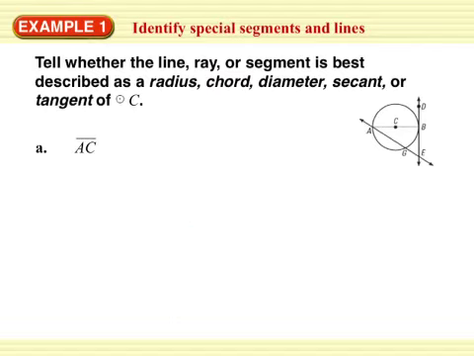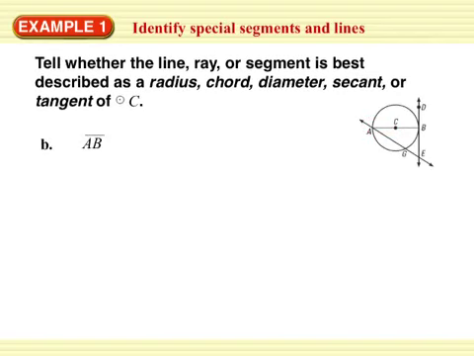Example 1. Identify special segments and lines. So first, tell whether the line, ray, or segment is best described as a radius, a chord, a diameter, a secant, or tangent of circle C. Segment AC. AC is right here. And that looks to me like it is the radius, because C is the center and A is a point on the circle. AB. AB is right here, which is the diameter, because it is a chord that contains the center C.